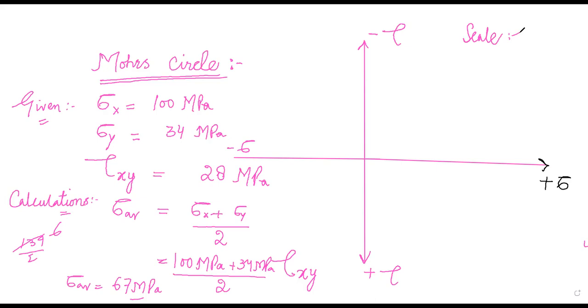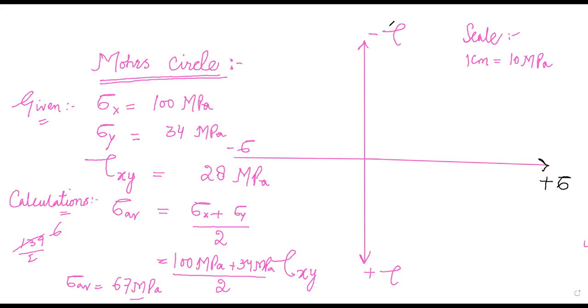I will write: 1 centimeter is equal to 10 megapascal. ठीक है? This is my scale. That is, if I go 1 centimeter along x-axis, you should take it that I have moved 10 megapascal. ठीक है? Okay. Now, take your sigma average.